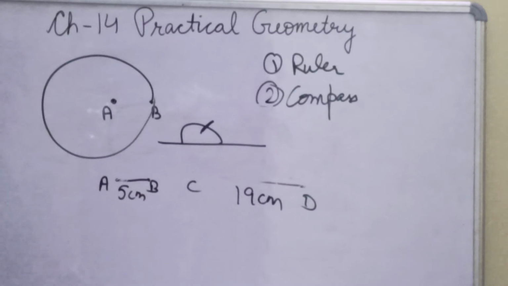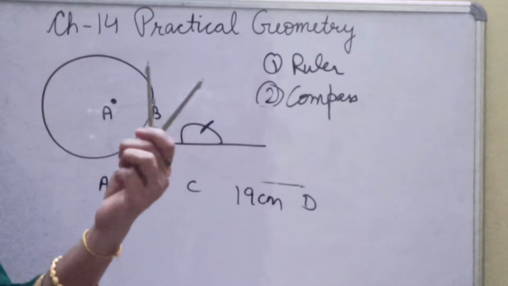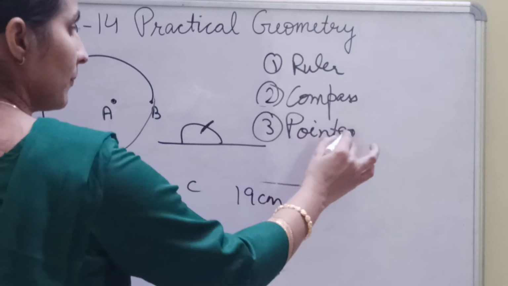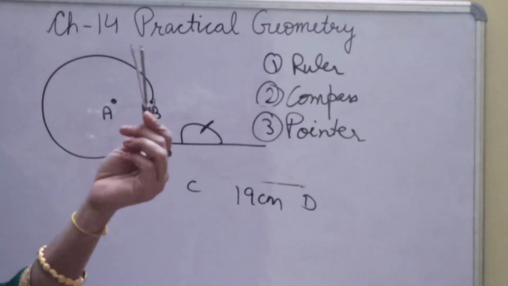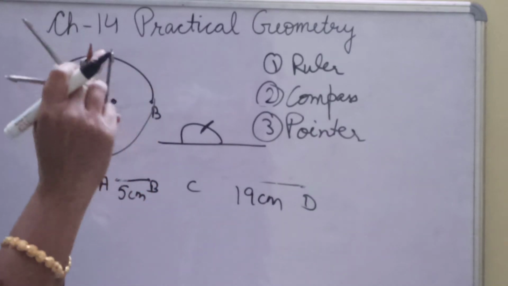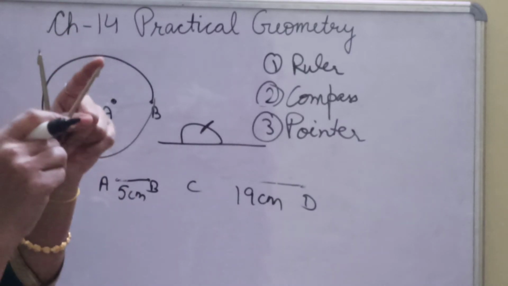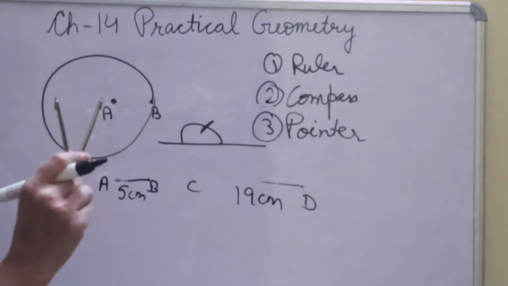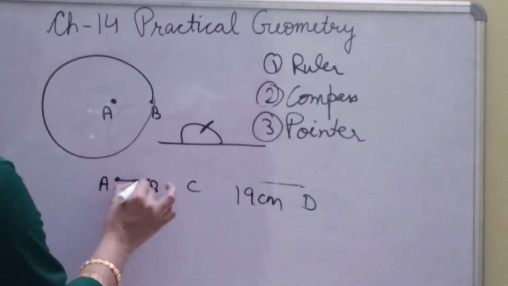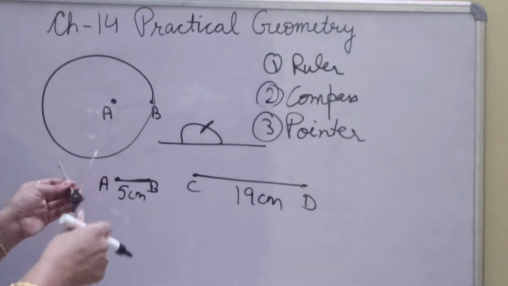Now, the next thing that we have is our third instrument, that is a pointer. So what is this? This is just like a compass, but in compass you have only one tip. In this you have two tips. You can't fix any pencil in this as you can in a compass. So why or how are we using this? Suppose you have drawn two line segments. So this is used to compare the line segments.